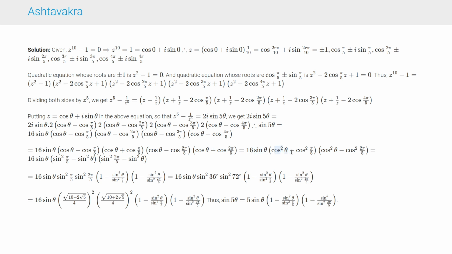So the right hand side becomes 16 sin theta (cos square theta minus cos square π by 5)(cos square theta minus cos square 2π by 5). This becomes (sin square π by 5 minus sin square theta) into (sin square 2π by 5 minus sin square theta). So we take out sin square π by 5 and sin square 2π by 5. This becomes equal to (1 minus sin square theta by sin square π by 5)(1 minus sin square theta by sin square 2π by 5). Now sin square π by 5 is sin square 36 degrees, and 2π by 5 is 72 degrees. So now it is a matter of simply putting the values and solving, and we have the desired result here.